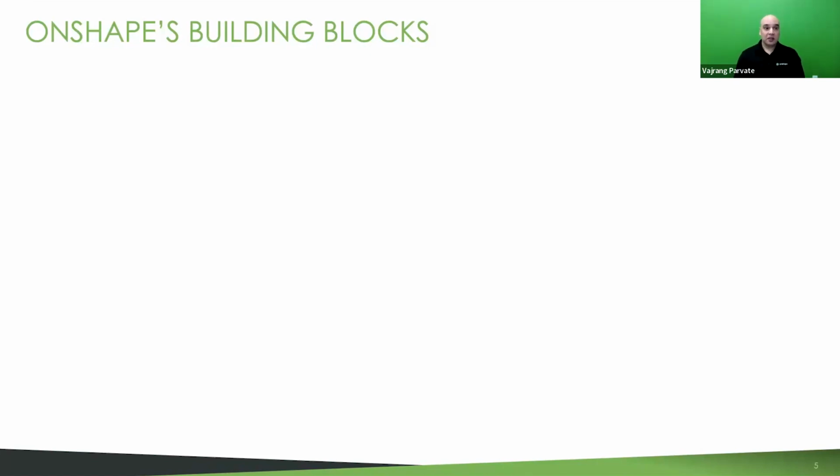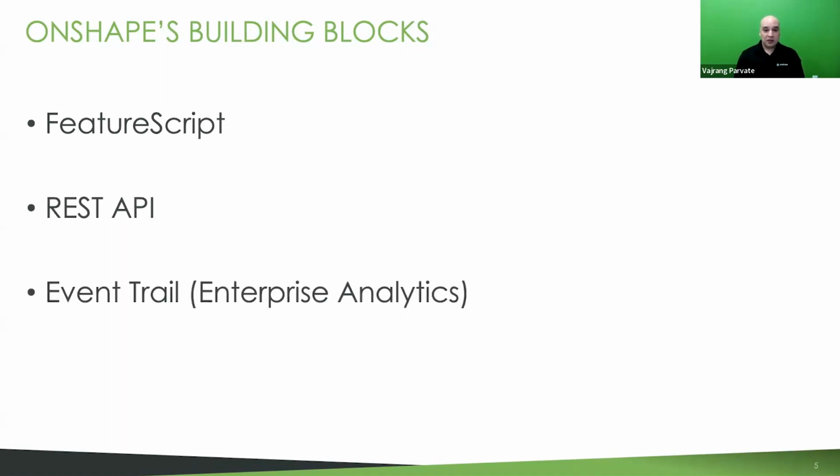Now, Onshape's extensibility comes from three fundamental building blocks. The first one is FEATURESCRIPT. The next one is its REST API. And the final one is the event trail, which is a full list of actions that the user or users may have performed within any given document.